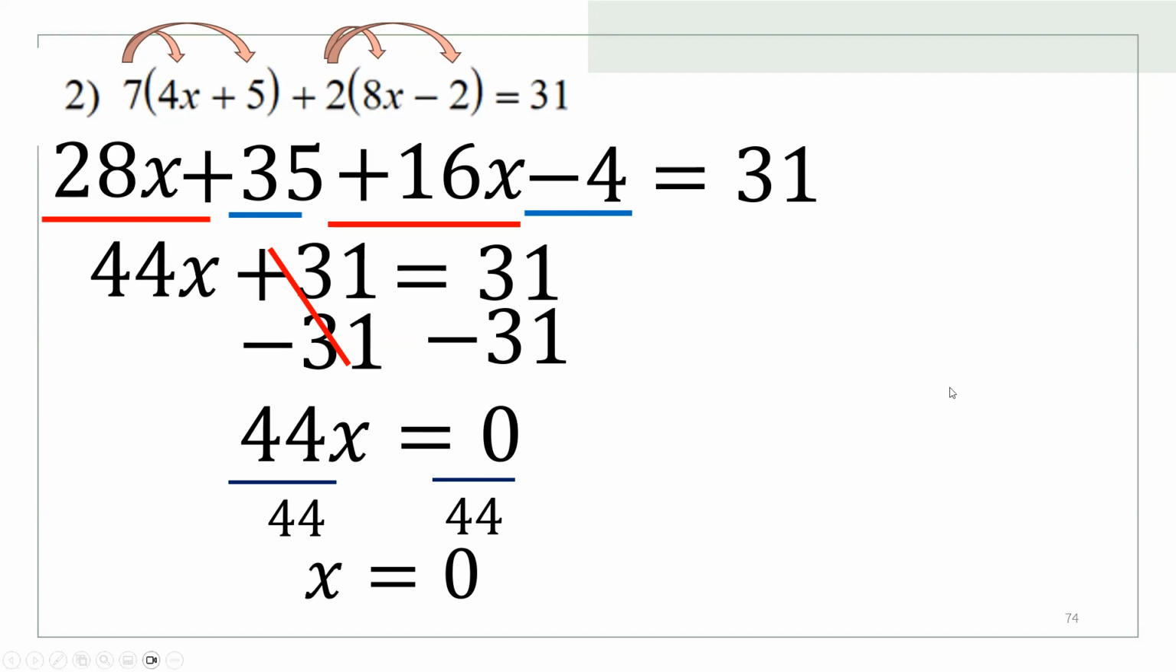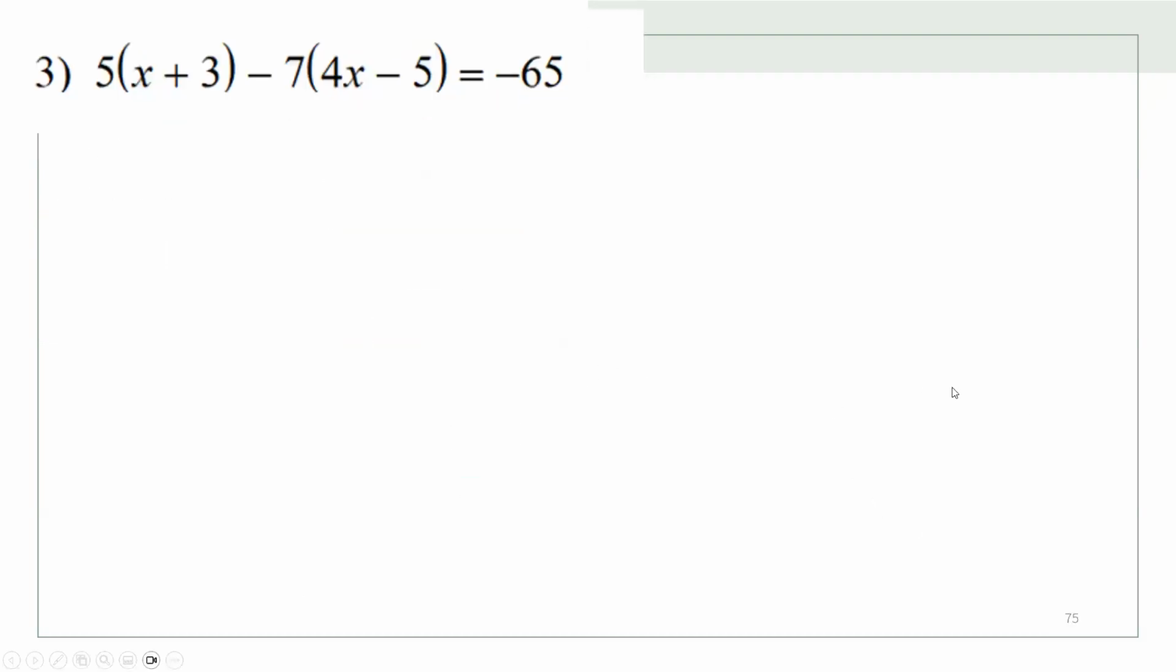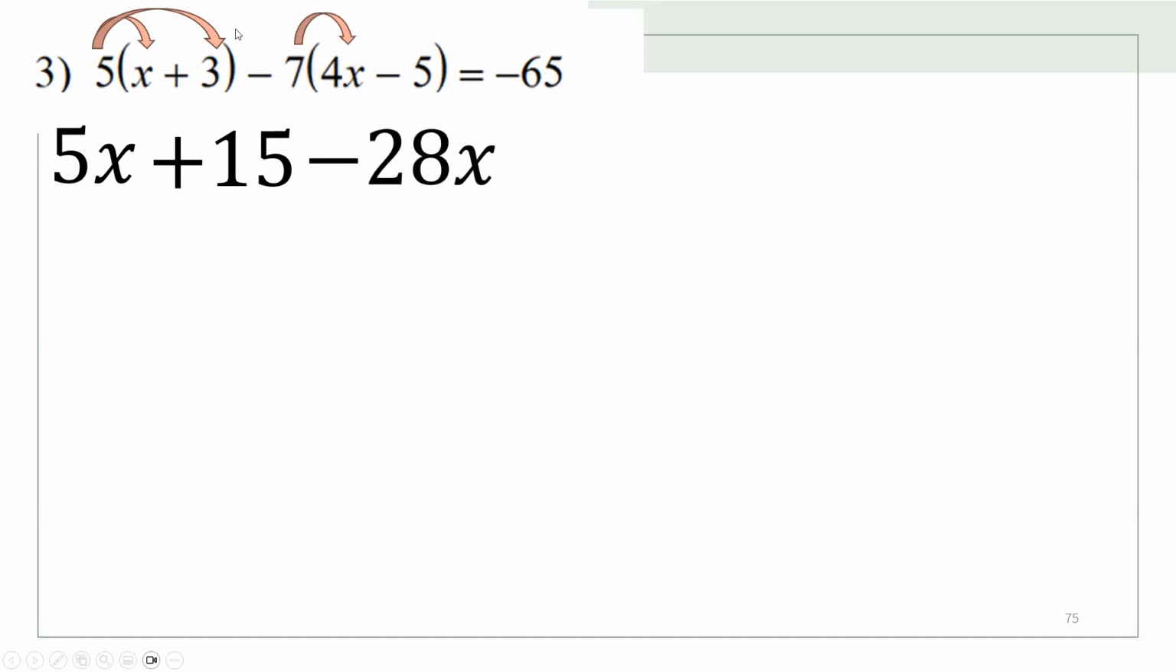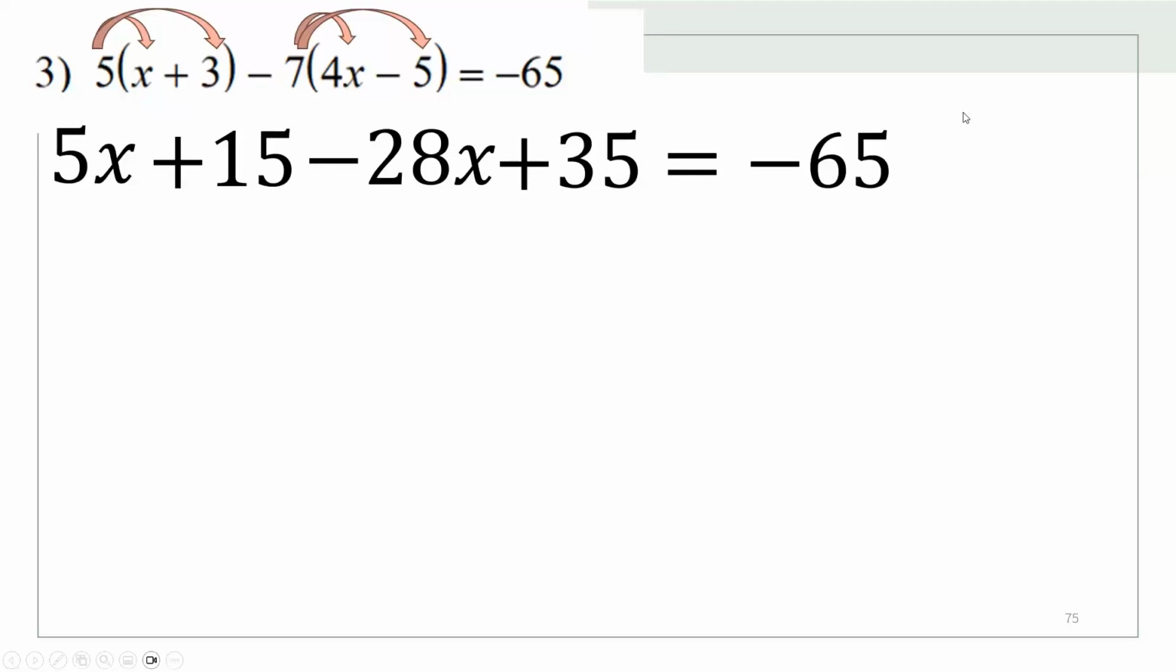All right, let's do another one together. Number 3. All right, we got to distribute first. We got 5 times x, you get 5x. 5 times 3, you get 15. -7 times 4, you're going to get -28x. -7 times -5, you're going to get +35. And then you bring down the -65.